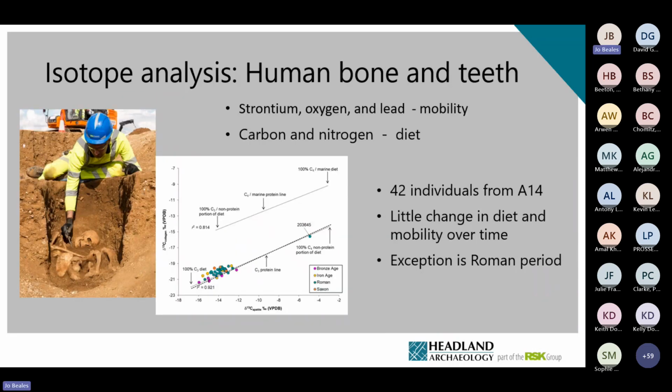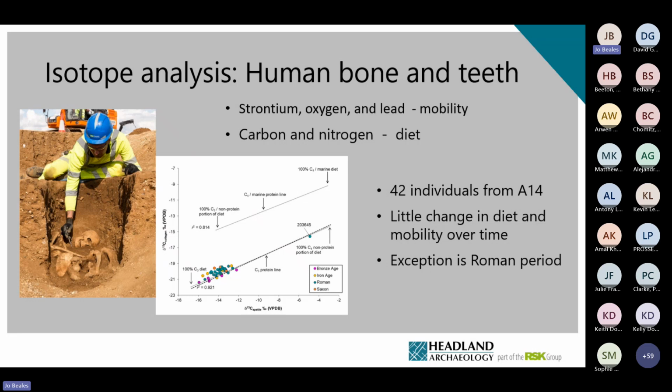So moving on, isotope analysis is also starting to become an increased part of project scope within a number of projects, although I still think there's some work to go on that, so it becomes a more regular part of a wider scope in more projects. This is particularly on human remains: strontium, oxygen, and lead for mobility, and carbon and nitrogen for diet.